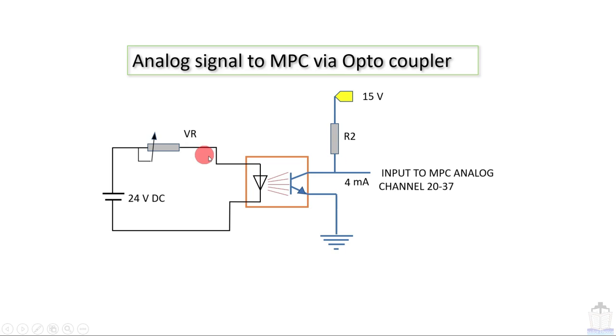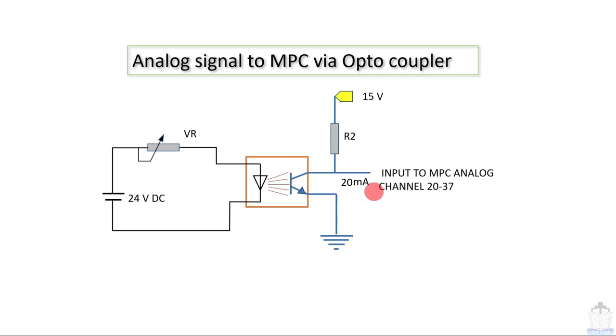resistance value, then current will increase and hence intensity of the light will also increase, and here the current passing through the transistor will also increase. Here we will see with the help of animation that if I reduce the resistance, what is happening to this milliampere. Okay, now see, this is increasing. If I reduce the resistance, it has increased from 4 to 20 milliampere. So, this signal here is going to input to the MPC analog channel from 20 to 37. So, these channels work like this way.